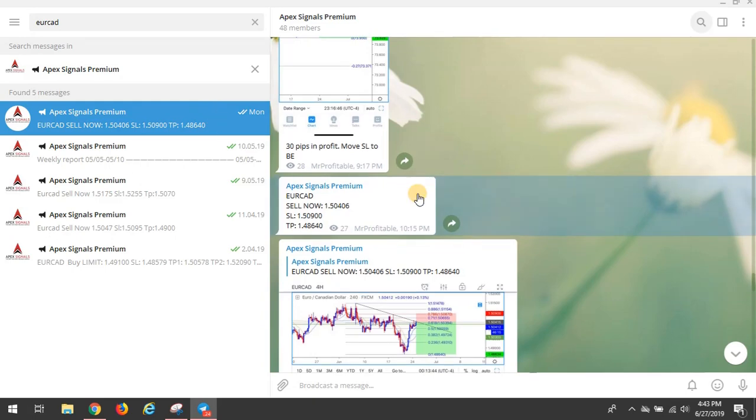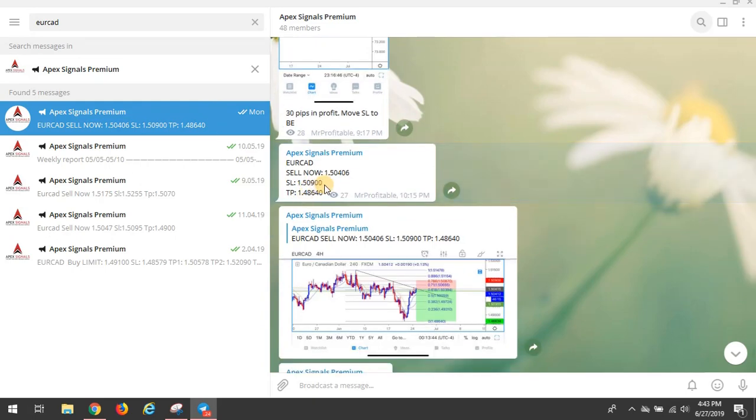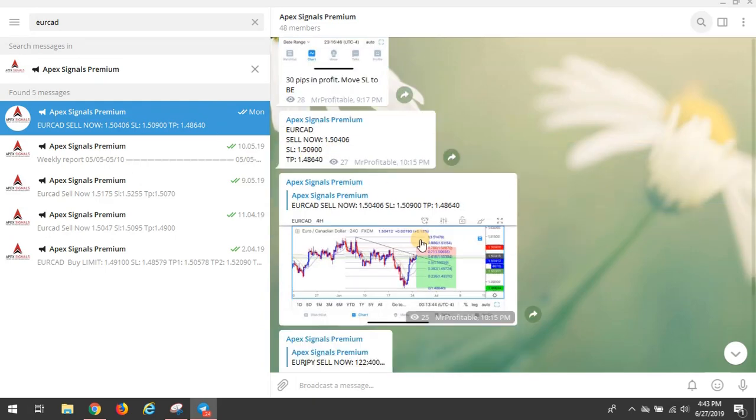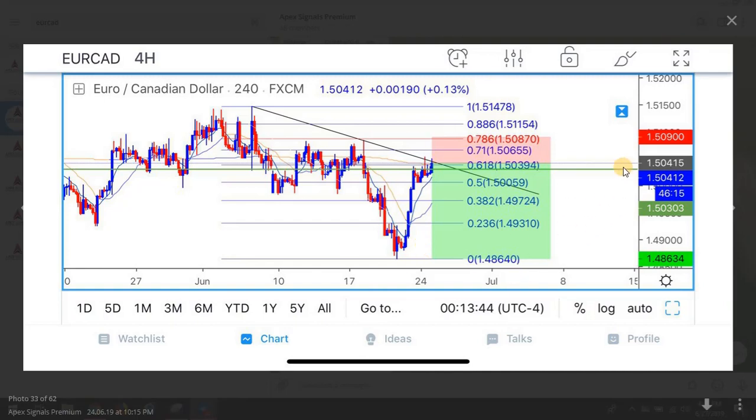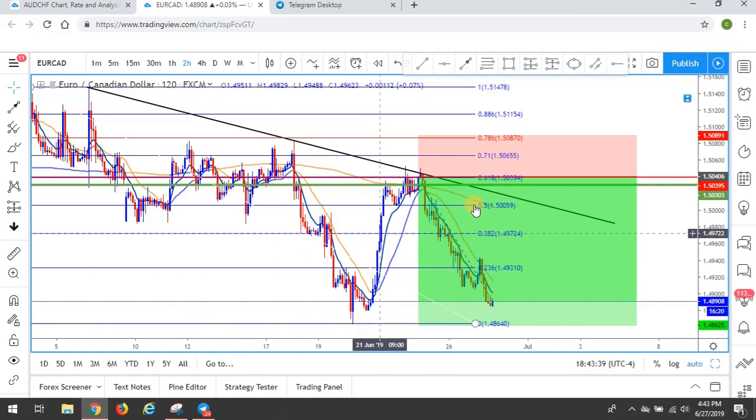EuroCAD, I sent it out on Monday. A sell now at 1.50406. Here is the before picture, and then here's the after.